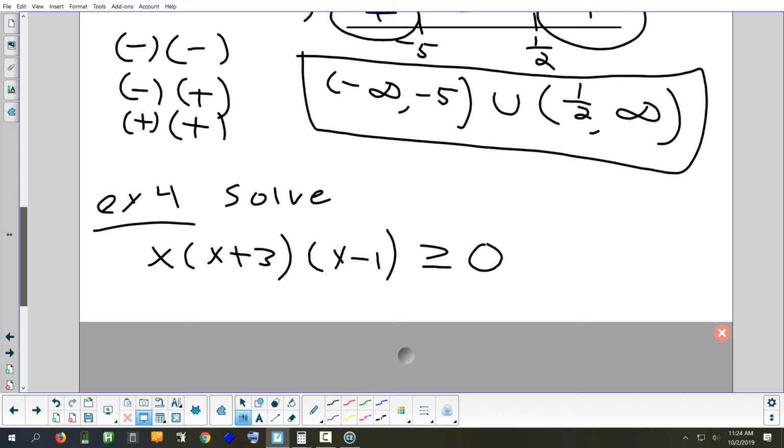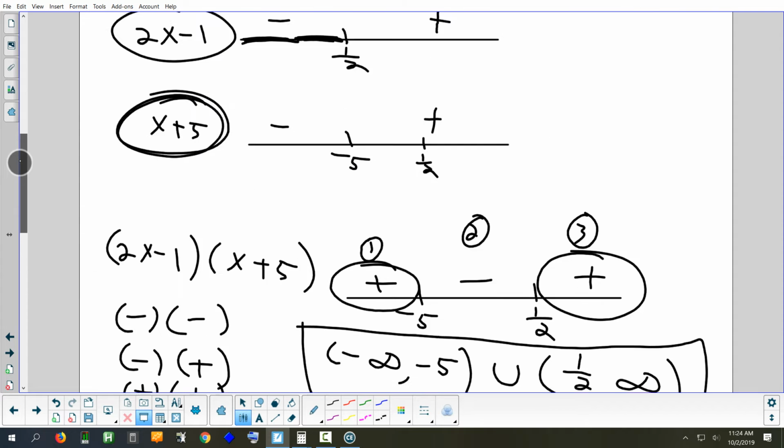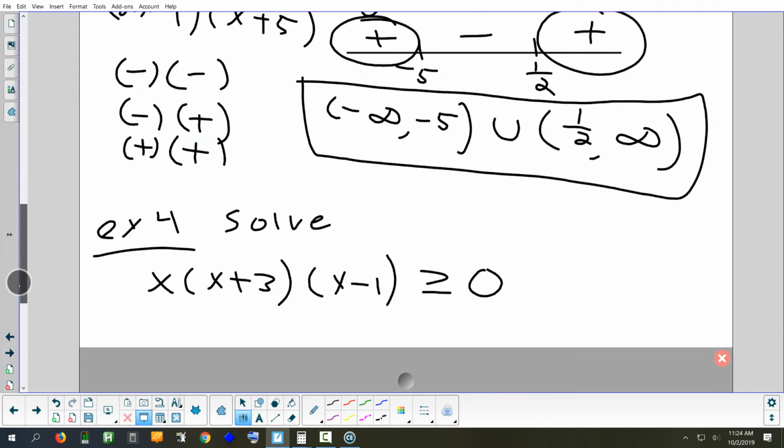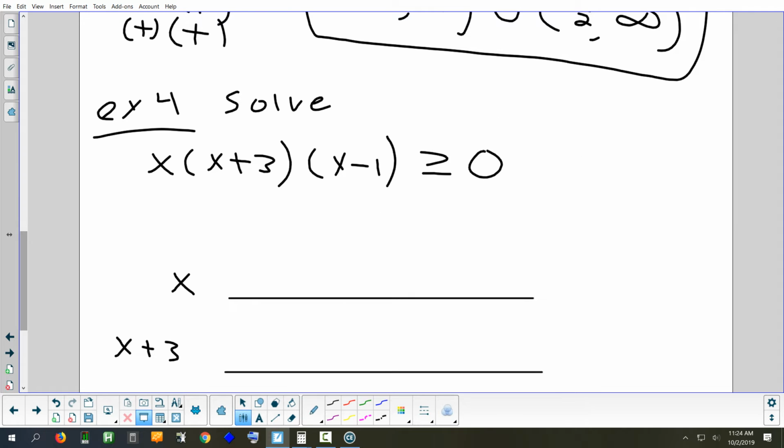Now, this is a cubic. Cubics are harder to factor, so I've already factored it for you. So you're starting at this step. Okay, a little slow. So you're starting at that second step. So you're already ready to make your number lines. This time you're going to have 3 of them. Okay. Let's look at the first factor.